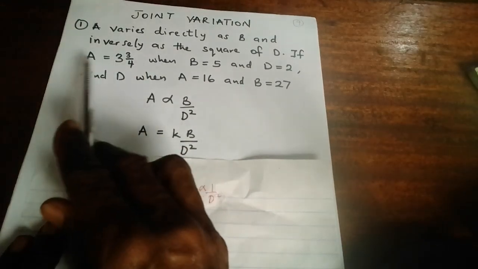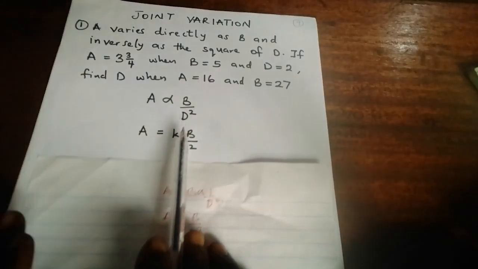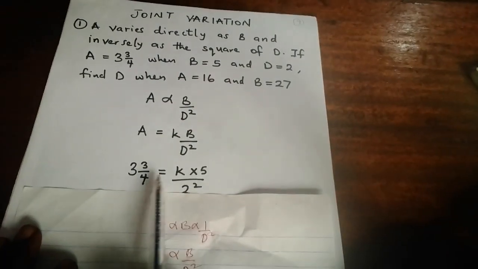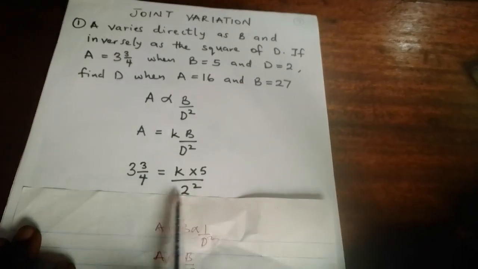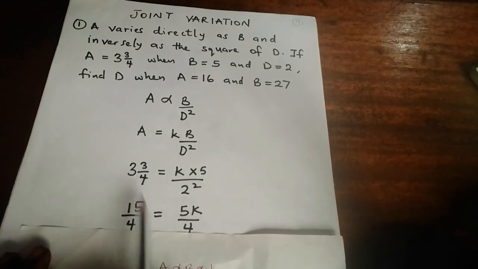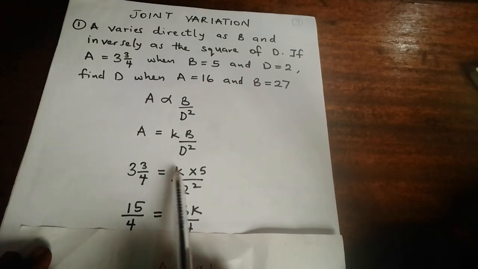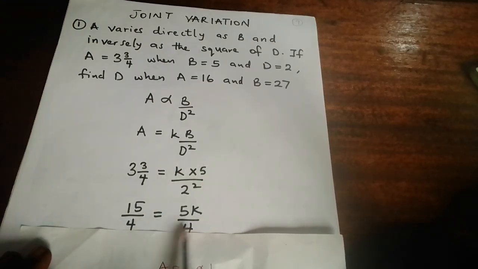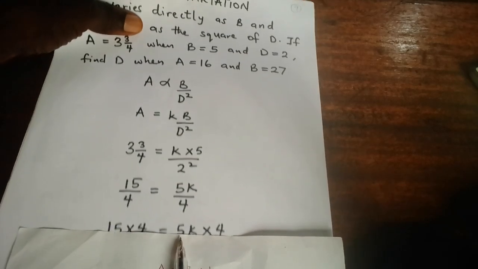So you now substitute the values of A, B, and D. Our A is 3 over 4 equals K times B, which is 5, while D is 2, squared. So 3 over 4 is equal to K times 5, which is 5K over 2 square, which is 4. So from here you will cross multiply.